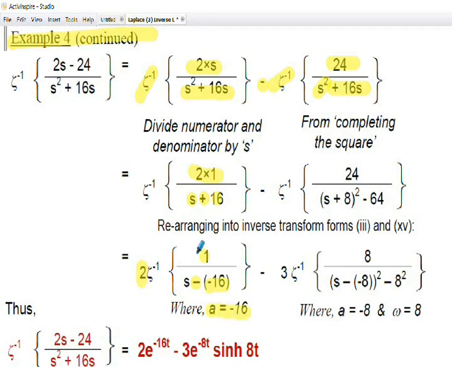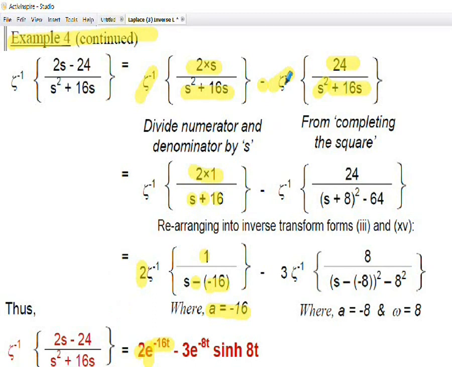So now I can write down my inverse Laplace transform. So in the time domain we get e to the at, with a being minus 16 in this case, so e to the minus 16t, and don't forget to multiply by the 2 outside the function.